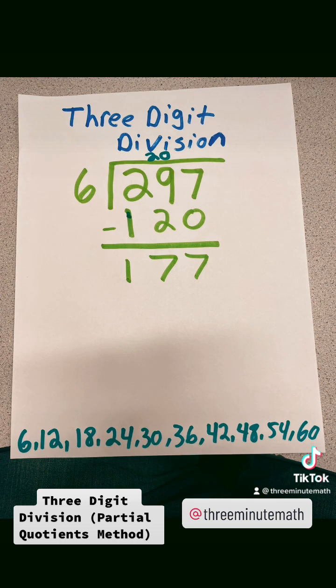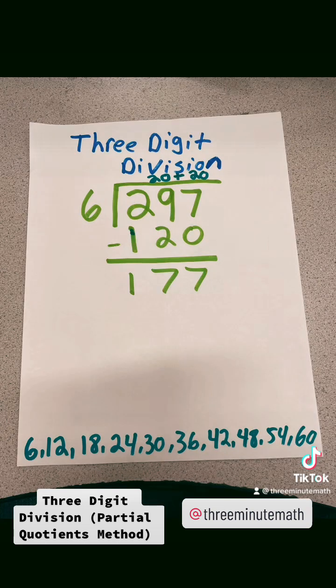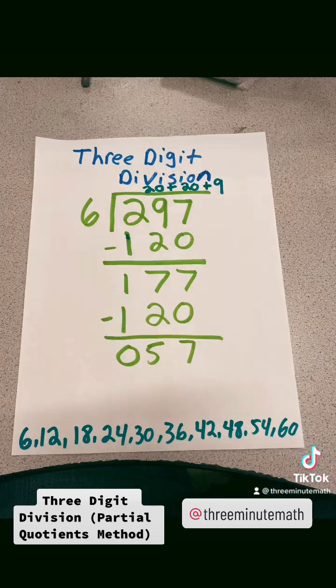I'm left with 177. I repeat the same step that I did first. 6 times 20 will give me 120. I write 20 up above, and I'm going to multiply 20 by 6 and put it below 177. I do that and subtract. 177 minus 120 equals 57.